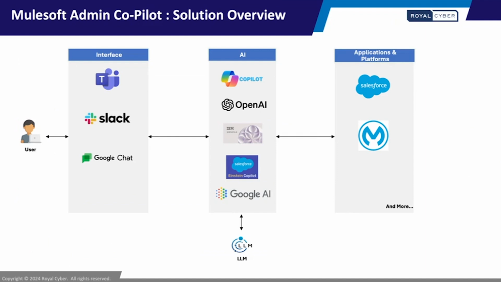For the interfaces, users interact with Mule Admin CoPilot through various communication platforms such as Microsoft Teams, Slack, and Google Chat. These platforms serve as the primary interface where users can issue commands, ask questions, and receive responses. From an accessibility perspective, this approach makes Mule Admin CoPilot highly accessible as it integrates with commonly used workplace communication tools, ensuring that users can easily access and utilize the AI capabilities directly within their existing workflows.